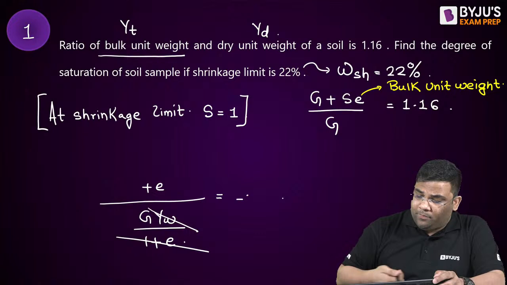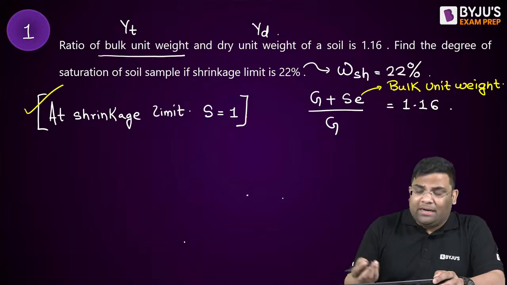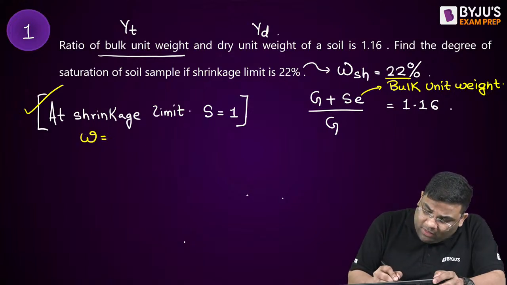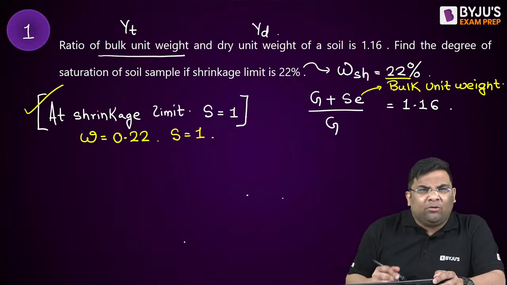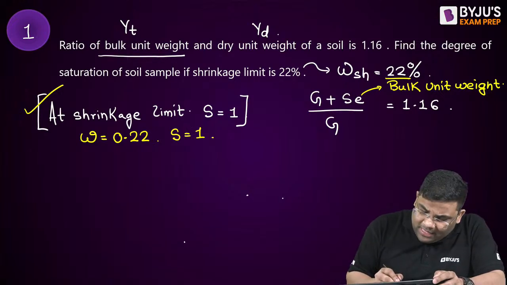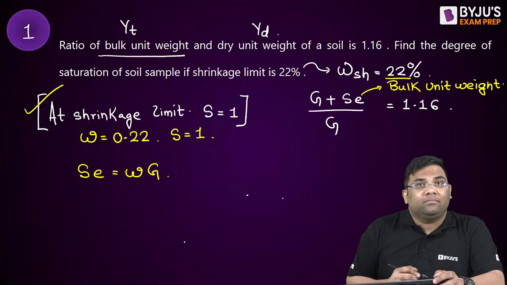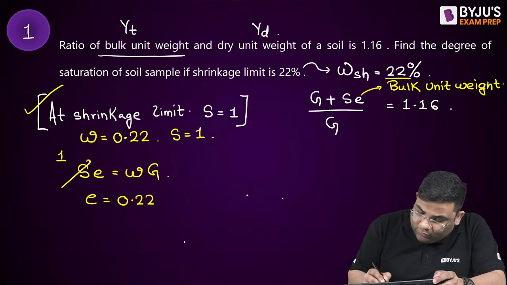Fully saturated also. So when the soil is fully saturated at shrinkage limit, the water content is how much? That is equal to the shrinkage limit. So I can say here, the water content is 22%, or I can say 0.22. Degree of saturation is 1. I can find out the void ratio, right? What is the void ratio? I can use SE is equal to W into G, right? So from here, I can say S will be 1 and E will be equal to 0.22 into G.